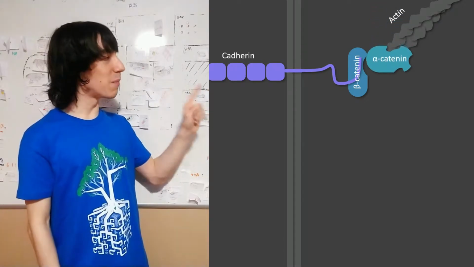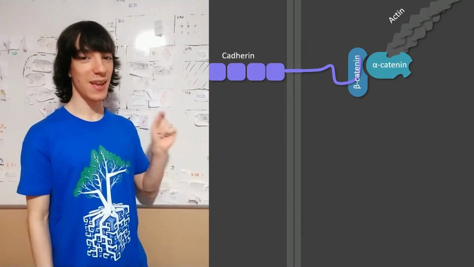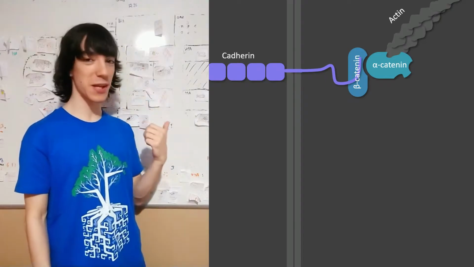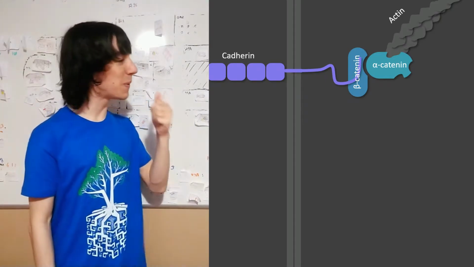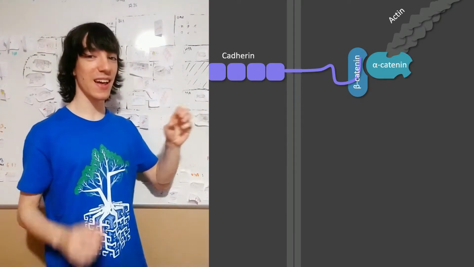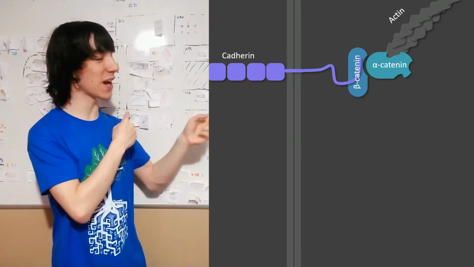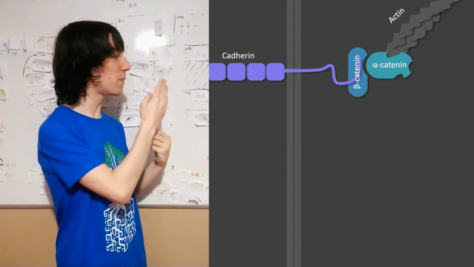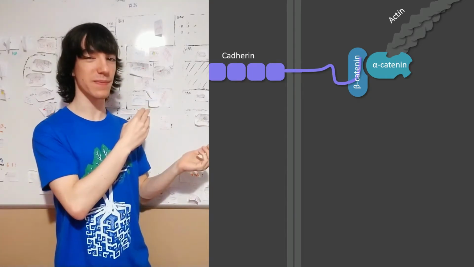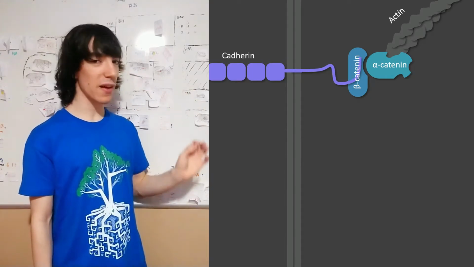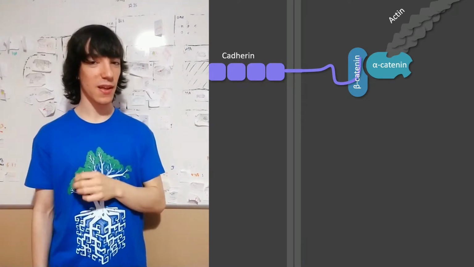Alpha-catenin can bind to actin microfilaments, but it cannot bind to the cadherins. However, beta-catenin and alpha-catenin can bind to one another, and that is how cadherins bind to the actin microfilaments, through beta-catenin and alpha-catenin. This is the basic idea, but we can go a bit further.